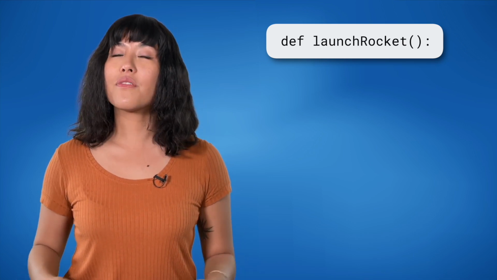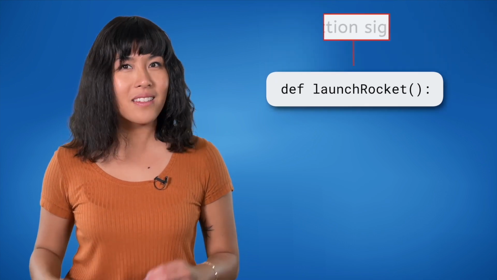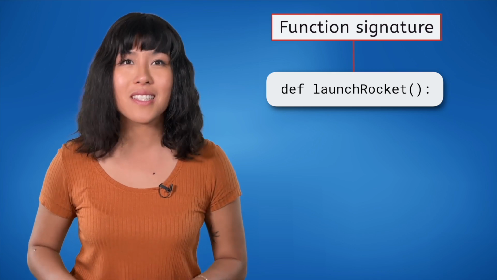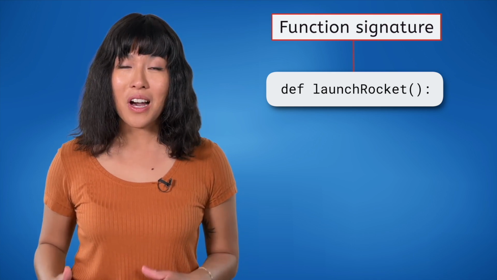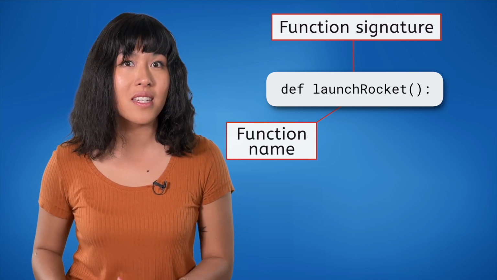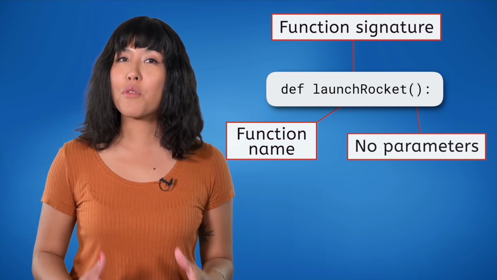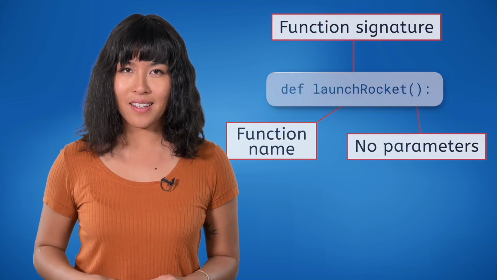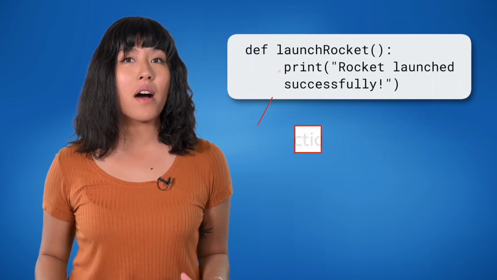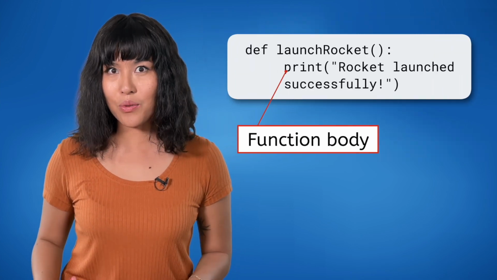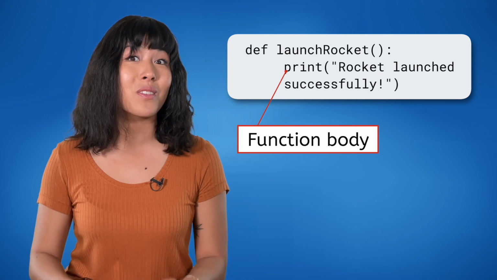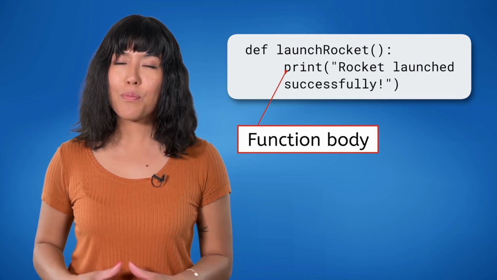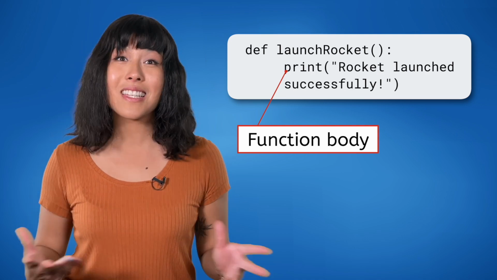A function is defined using the def keyword followed by its name and parentheses. This is known as a simple function signature. Here, launchRocket is our function's name, and it has an empty set of parentheses because it doesn't require any parameters. Lastly, we have the body of the function. This is the code that happens whenever the function is called. In this case, we print "rocket launched successfully."